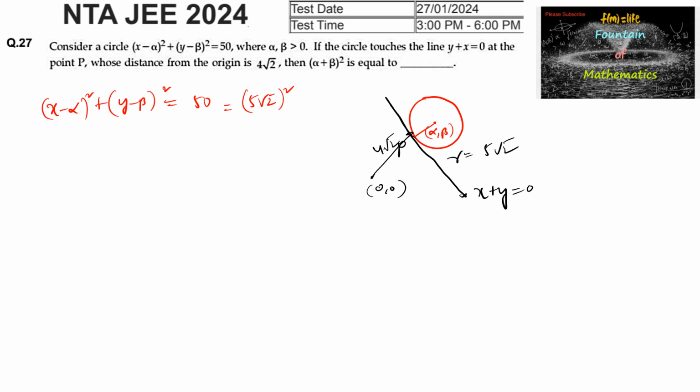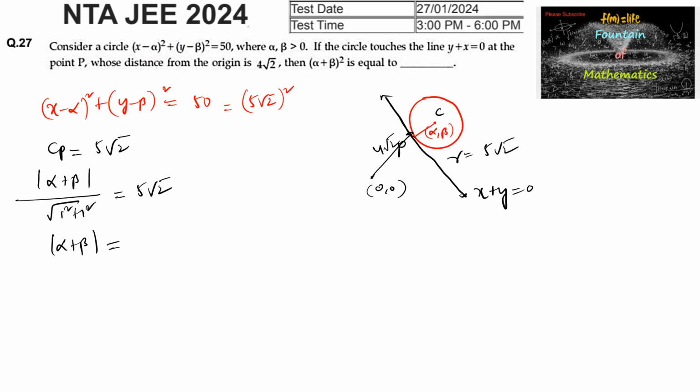Let us consider C the center. So we have CP = 5 root 2, that is the center to the point. The perpendicular distance we can write as |alpha + beta| / root(1^2 + 1^2) = 5 root 2, or |alpha + beta| = 5 root 2 into root 2, which is 5 twos are 10. So |alpha + beta| is 10. Then (alpha + beta)^2 = 10^2, which is equal to 100. So we can go with the answer 100.